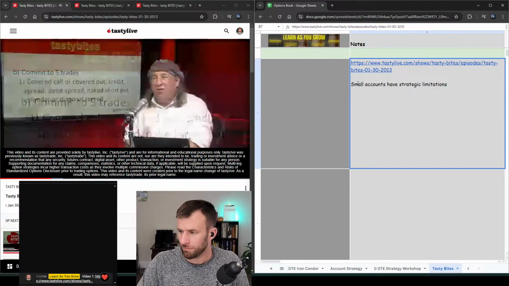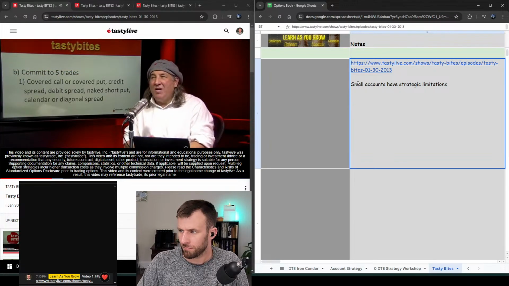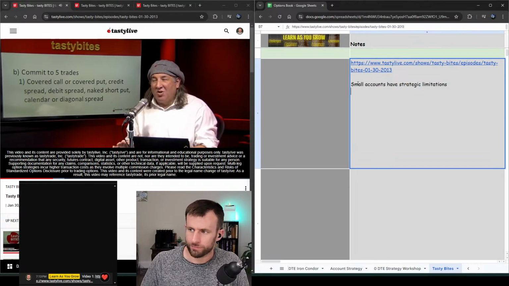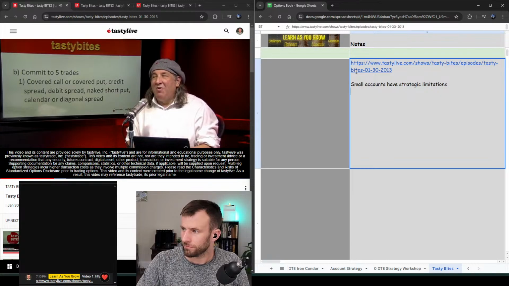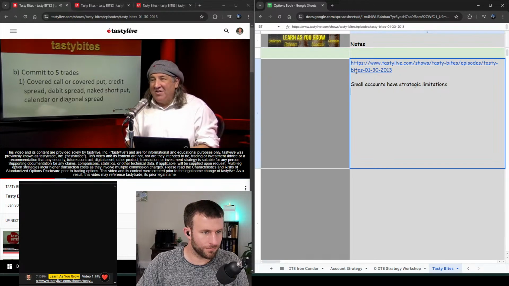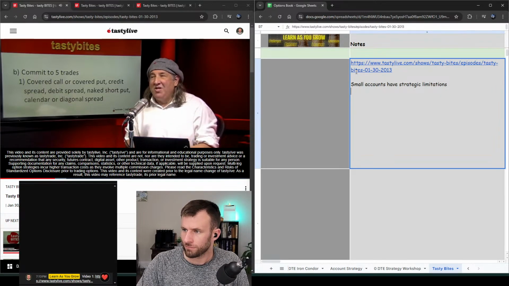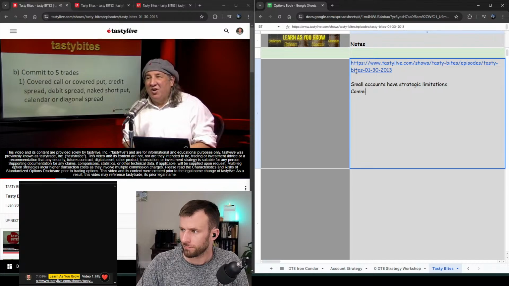Again, a covered call or covered put, a credit spread, a debit spread, a naked short put, and then either a calendar or a diagonal spread. So we're going to go both horizontal and vertical on this. We're going to commit to 5 trades, start with $5,000, and use 20% of that to start with, which is $1,000. Committed to 5 trades, that's about $200 a trade.